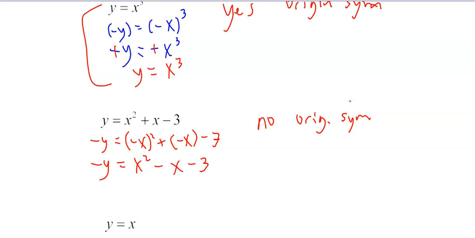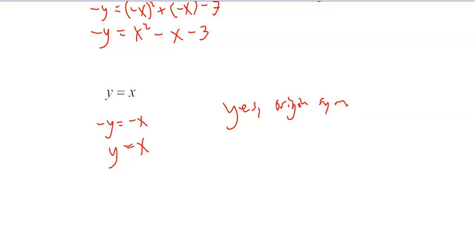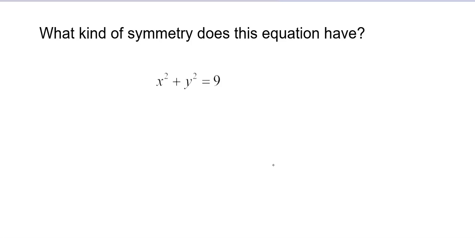And the last one of this would be plug in negative y, plug in negative x. Everything changed. If you divide by negative 1, you get the same function. So yes, this has origin symmetry. If you look at a graph of this, you might know this graph. It looks like this. And you can see this point's going to rotate around to be about there. It's very symmetric. You rotate around the origin and it'll be the same function.